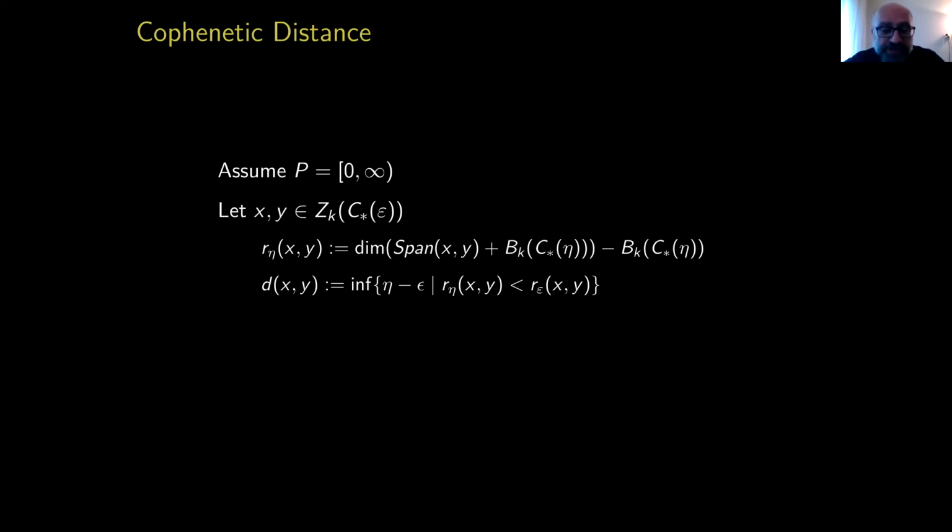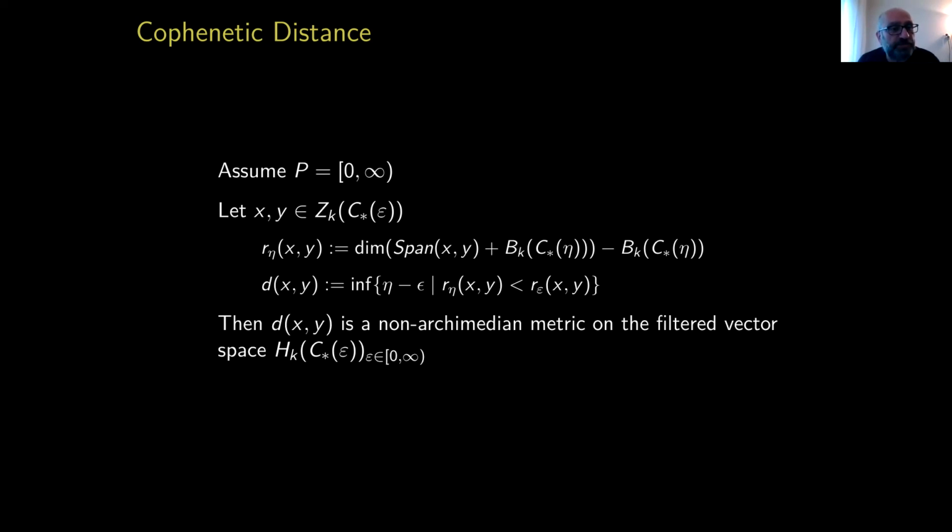And since this is given by an infimum, it's not very difficult to show that this is a non-Archimedean metric. Non-Archimedean metric on what? Not on points. For H0, it becomes a non-Archimedean metric on points. But for higher K, this essentially gives you a metric on the homology classes, a non-Archimedean metric on homology classes. Okay. So we call this Cophenetic distance.